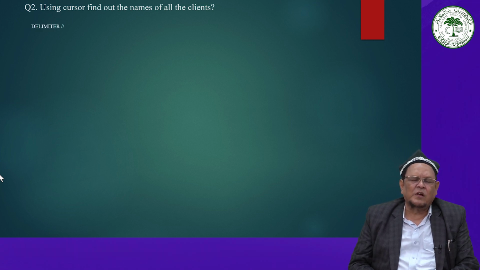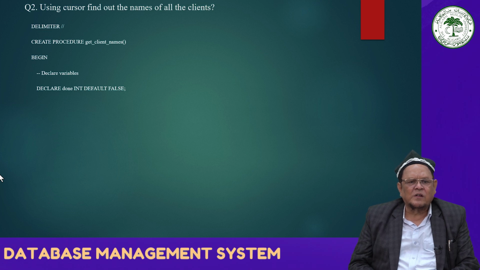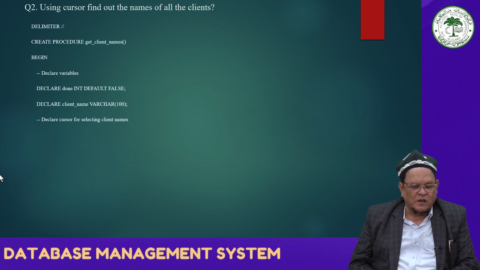Here also I have given it the same way. First of all, you have to write delimiter, double slash, and then you have to write create procedure get_client_names, begin. Then you have to declare the variables the same way. Declare done boolean default false, declare client_name varchar(100), declare a cursor for selecting client names.